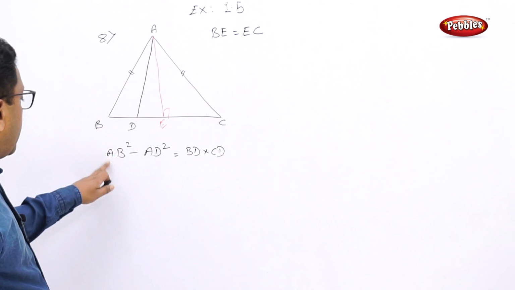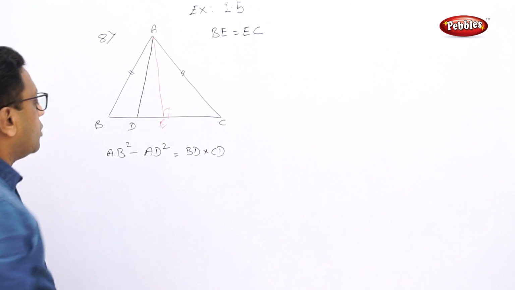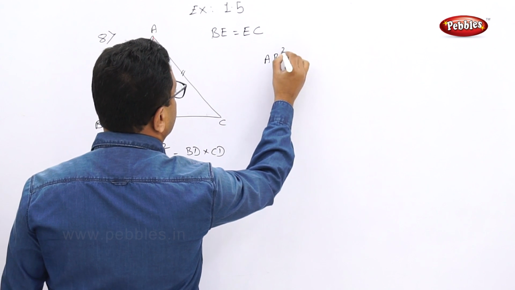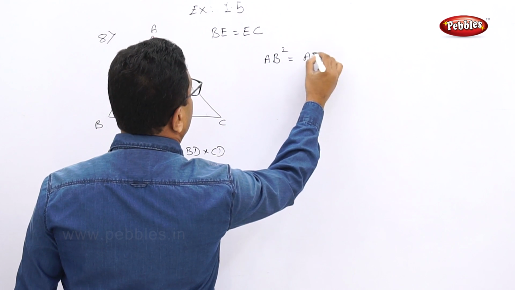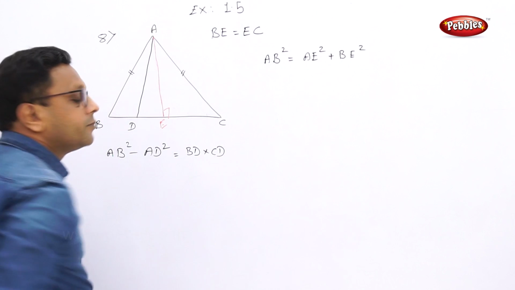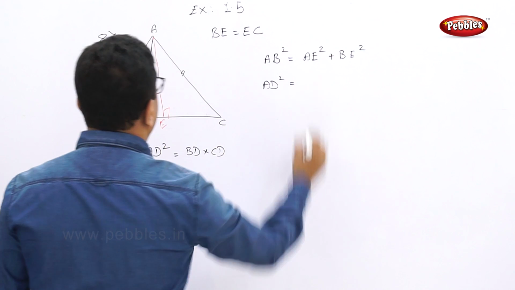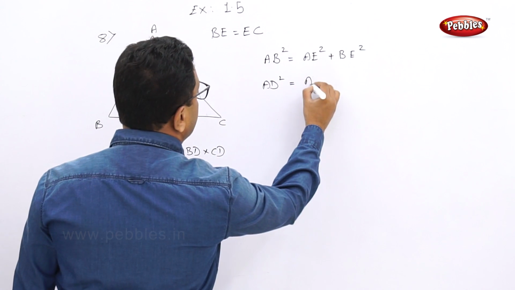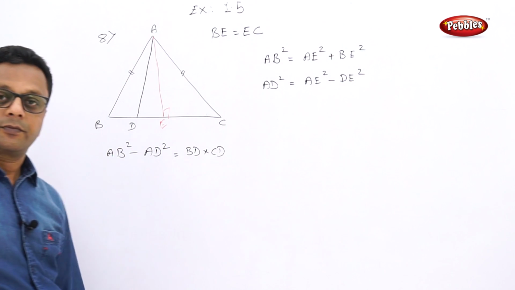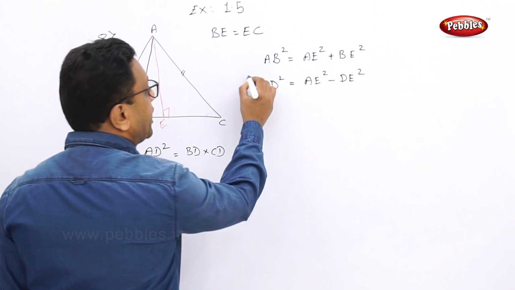Now I have to use AB square and AD square. This AB square and AD square both are in right angle triangles. Correct? So I will first use ABE. What is AB square? AB square is equal to AE square plus BE square. And what is AD square? AD square is equal to again AE square plus DE square. Correct? Now we want AB square minus AD square, so we will subtract this.